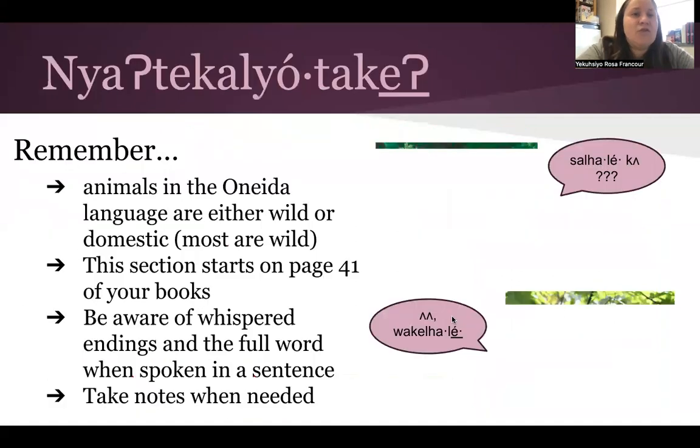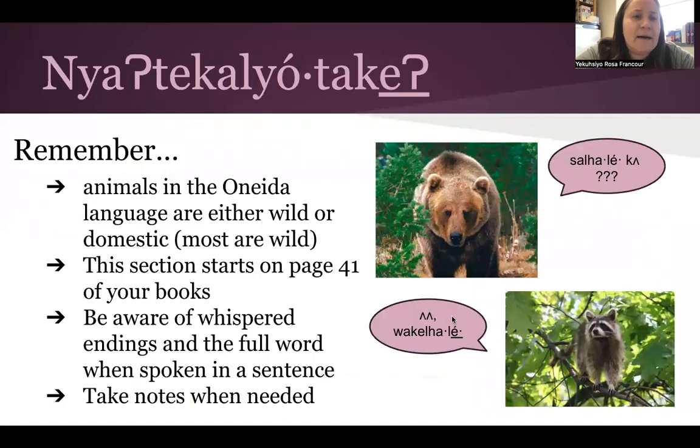Okay, let's move on. So, Nyadigaliodak. Remember, animals in the Oneida language are either wild or domestic. Most of them are wild. It says this section starts on page 41, but again, you may have a different version, so it may be a slightly different page in your book. Don't pay attention to that page number very much. Just find the section. There's a table of contents in the front. We've changed these books over the years, so the formatting and page numbers have changed.